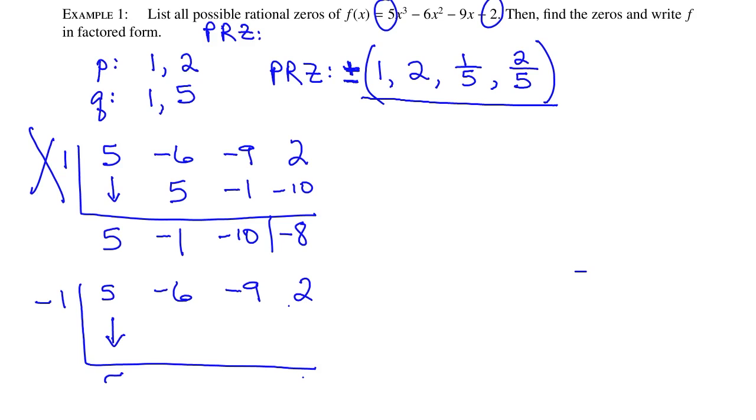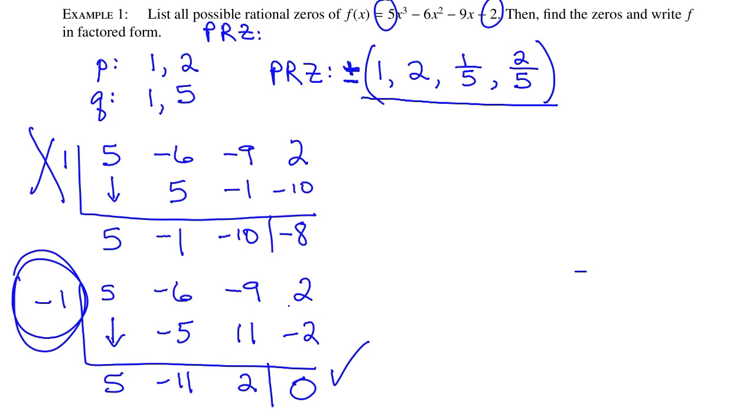And we'll do the synthetic division. Bring down the 5. 5 times negative 1 is negative 5. Negative 6 minus 5 is negative 11. Negative 11 times negative 1 is positive 11. 11 minus 9 is 2. 2 times negative 1 is negative 2. And 2 minus 2 gives me a remainder of 0, and that one works. So, negative 1 is a rational 0 of the original polynomial.